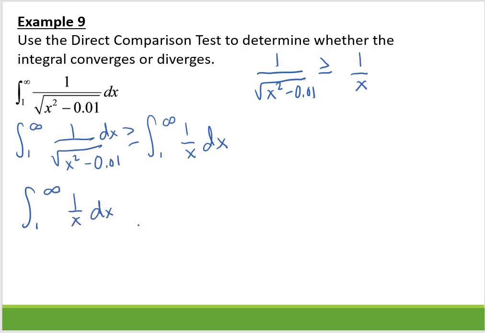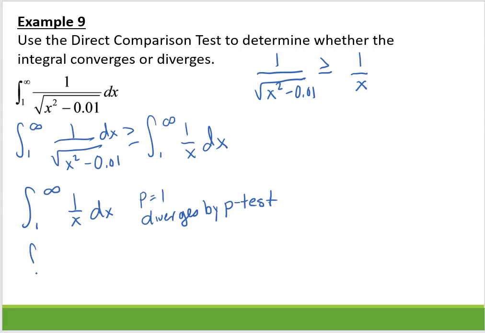Thinking about the one that we are comparing it to, what do we know about this? We know p equals 1, and therefore this diverges by our p-test. So my smaller one diverges. The function that's below diverges. It goes off to infinity, and I can't find the sum.